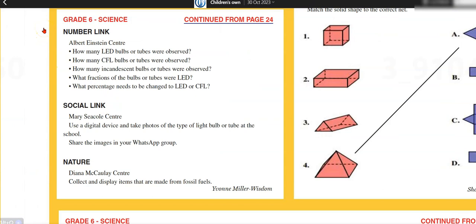So the science link, the science continues with a number link here. It says number link, Albert Einstein Center. It says how many LED, remember LEDs, that's a light emitting diode, how many LED bulbs or tubes were observed? How many CFL, compact fluorescent lights or bulbs or tubes were observed? How many incandescent bulbs or tubes were observed? What fraction of the bulbs or tubes were LED? And then what percentage needs to be changed to LED or CFL? That's a good one.